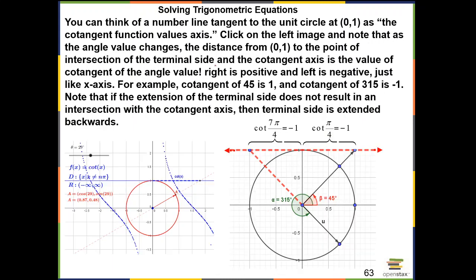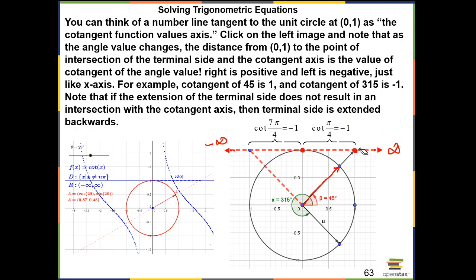Okay, what about cotangent? Well, cotangent also is going to be over here, a number line that is tangent at 0, 1. These are positive numbers, and these are negative numbers. So what's the cotangent of pi over 4? Well, you extend it until you hit this, and obviously this distance is the same as this distance here, right?